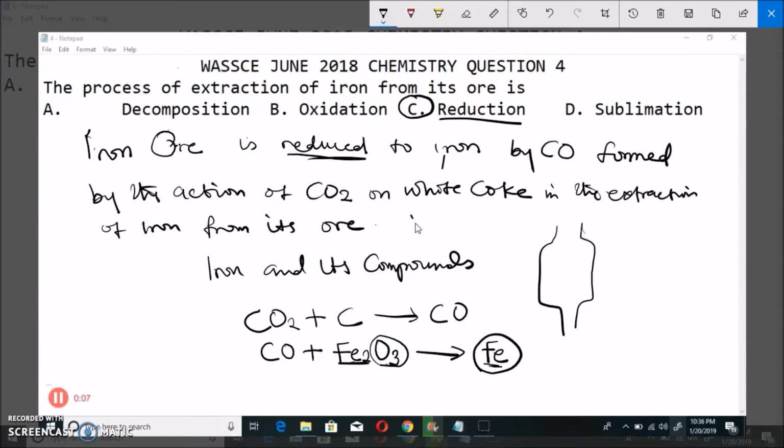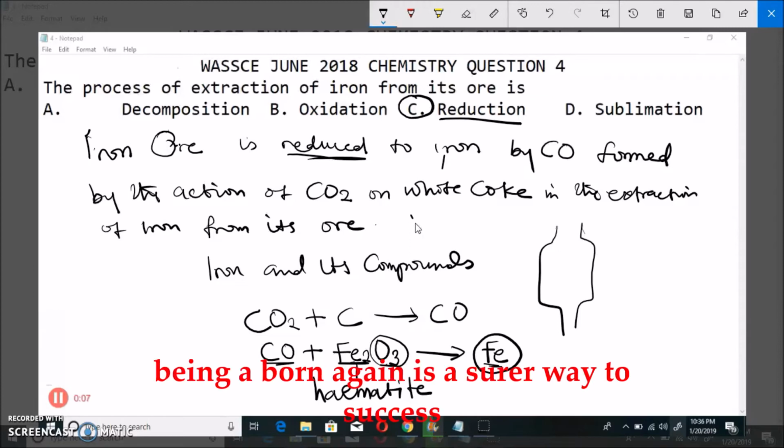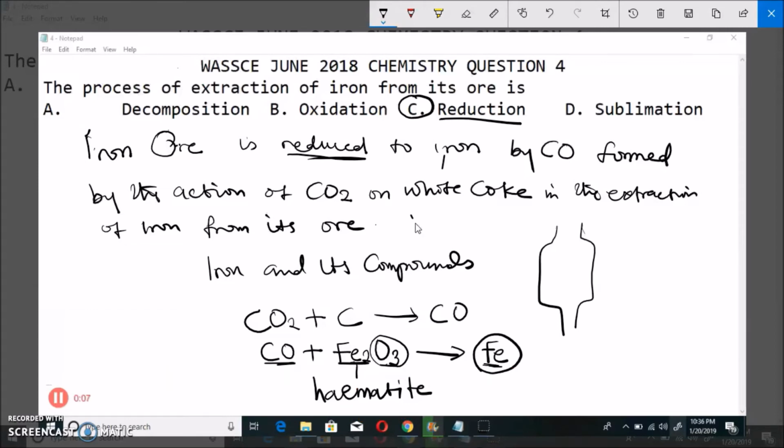Also know that the ore for iron is hematite. Very, very important: the name of this iron ore is hematite. So take note. This iron ore is reduced by CO, which is carbon monoxide, to ordinary iron. And how do you get this CO that reduces it? You get it by the action of CO2, which is carbon 4 oxide, on white coke to get this CO. So this CO reduces this to iron. So take note, that is what actually happens.